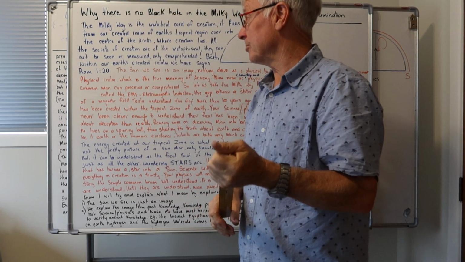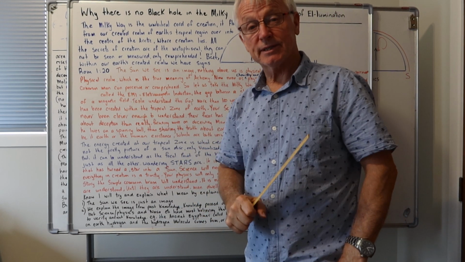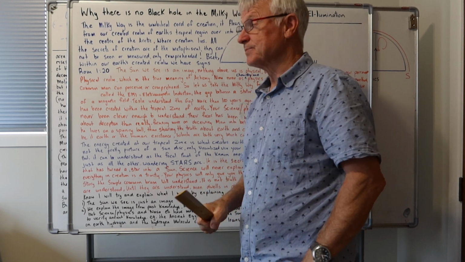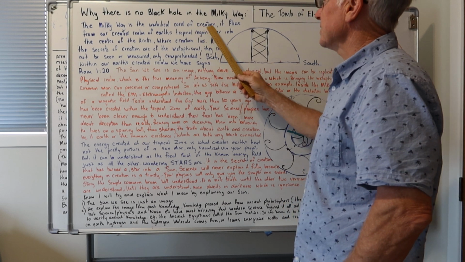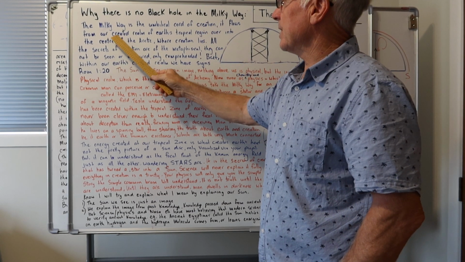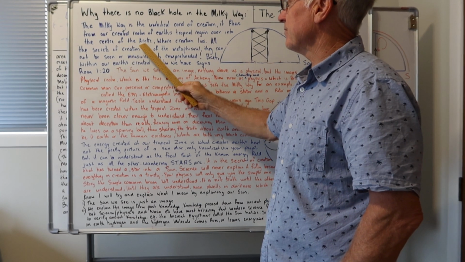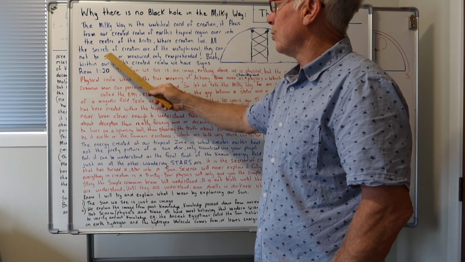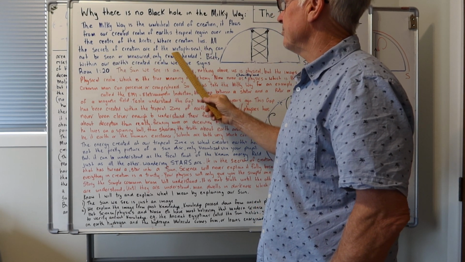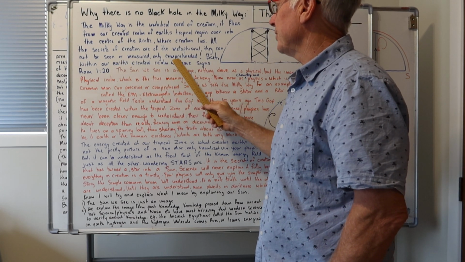That's going into another story, but I'll just go with what I've written here. It gets down to the nitty-gritty stuff about the nuclear fusion. So the Milky Way is the umbilical cord of creation. It flows from our created realm of Earth's tropical region over into the centre of the Arctic, where creation lies. All the secrets of creation are of the metaphysical. They cannot be seen or measured, only comprehended.